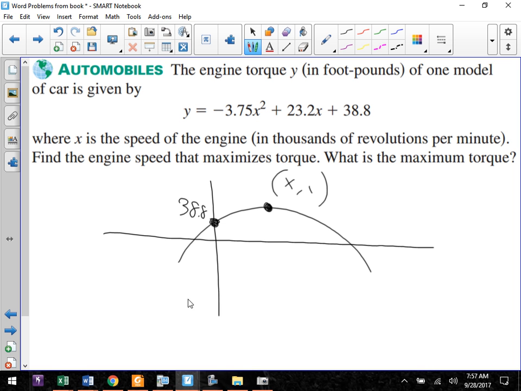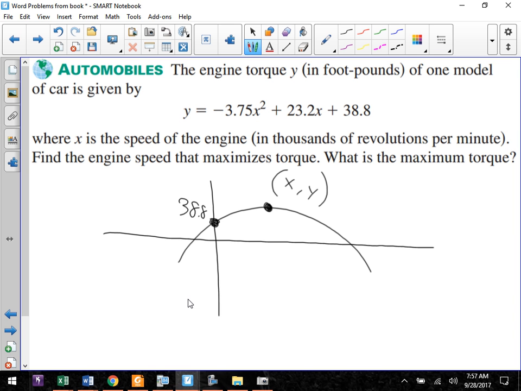Now, what's great about this is that your vertex gives you an ordered pair, some value of x and some value of y. Now, in this problem, what is the y value about? Torque. The y value is the maximum torque value. The x value would therefore be the RPMs. RPMs to torque. Okay? That's what these types of things allow you to do.